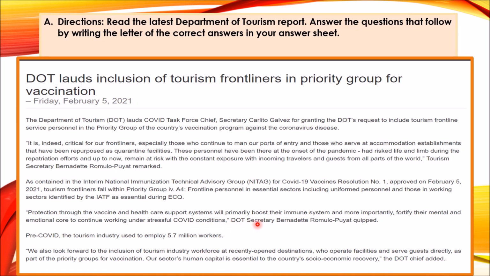Department of Tourism Secretary Bernadette Romulo Puyat quipped. Pre-COVID, the tourism industry used to employ 5.7 million workers. We also look forward to the inclusion of the tourism industry workforce at recently opened destinations, to operate facilities and serve guests directly, as part of the priority groups for vaccination. Our sector's human capital is essential for the country's social recovery, the DOT chief added.